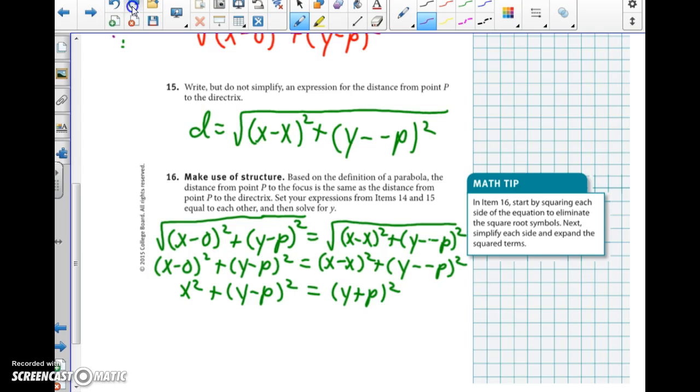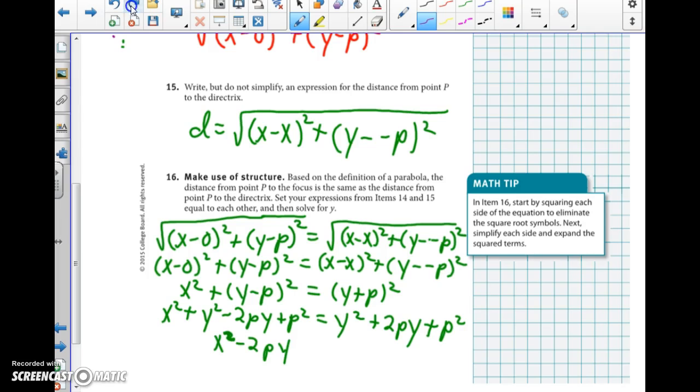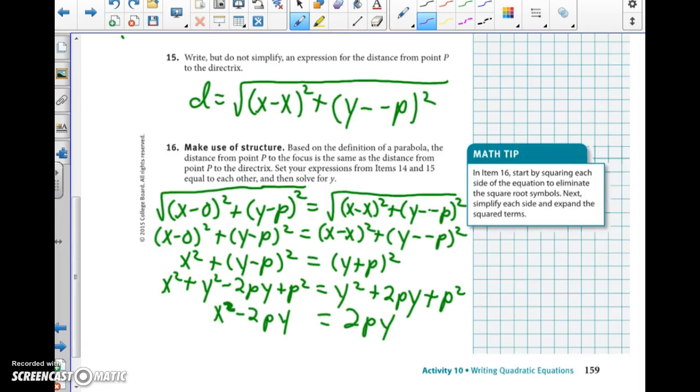Next, foiling or boxing them together, you get this. How about we subtract y squared from both sides and subtract p squared from both sides. And you end up with this equals this. That right there: x squared equals 4py.